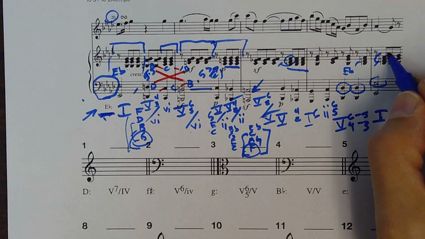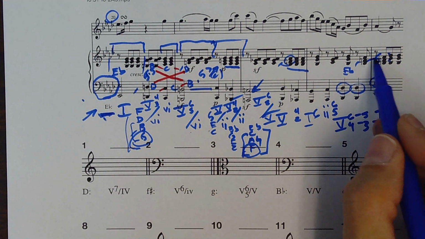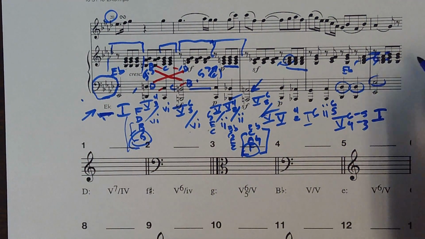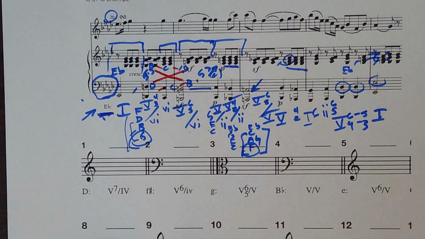And these 2 notes right here are just held over from the previous, and then they resolve up. Those are upwardly resolving suspensions. The name for those is retardation. I don't know, maybe that word will fall out of favor. We can call it an upwardly resolving suspension.